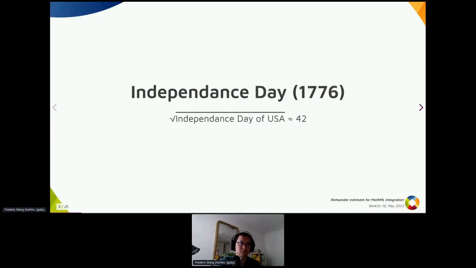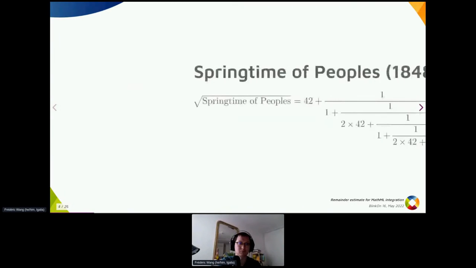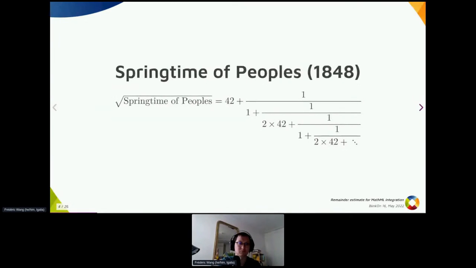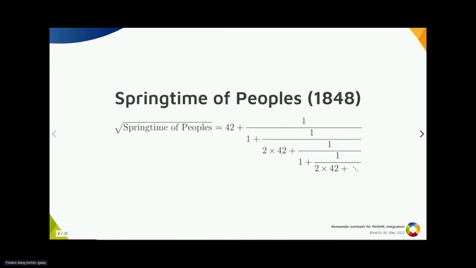The square root of 1776 is almost 42. But we can actually do better. So if you consider instead the square root of 1848, it can be written as a continued fraction: 42 plus 1 over 1 plus 1 over 2 times 42 plus 1 over 1 plus 1 over 2 times 42 plus etc.